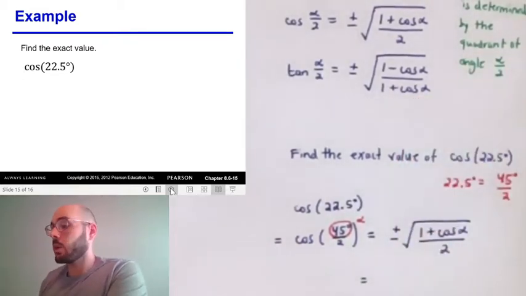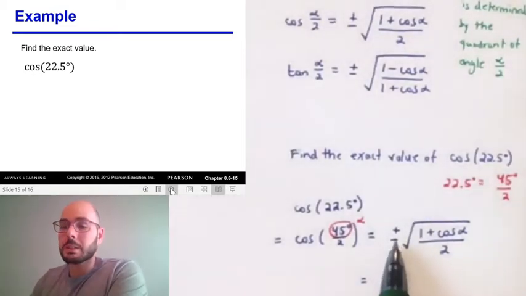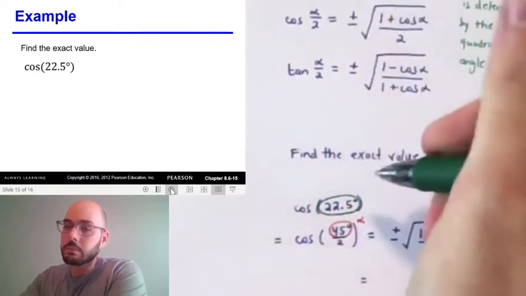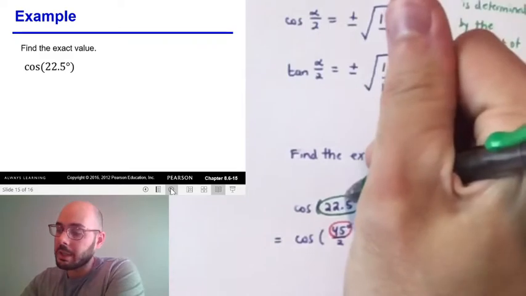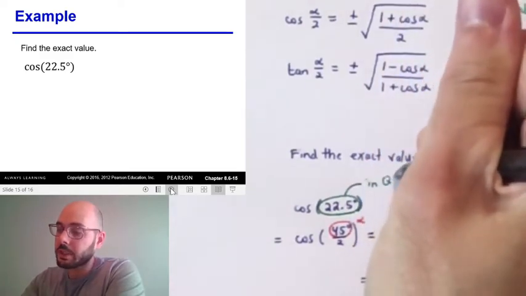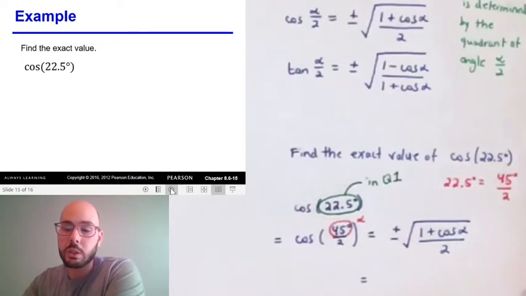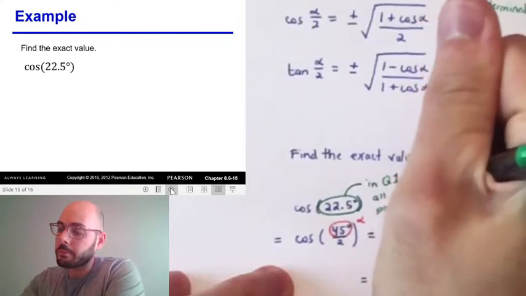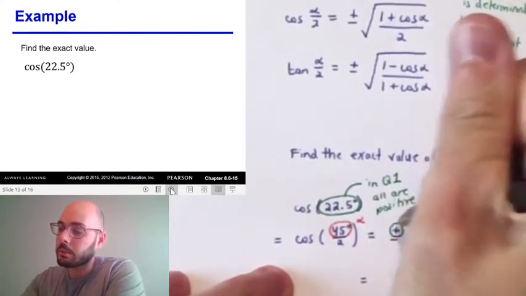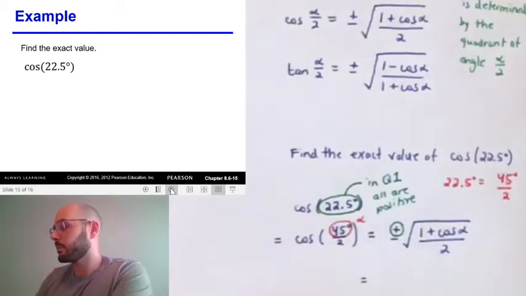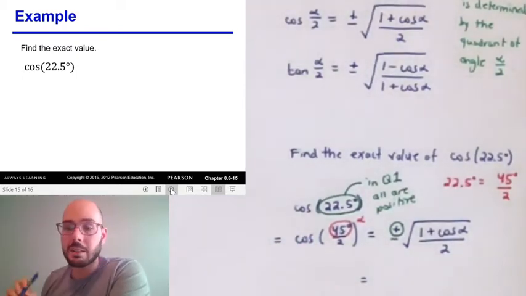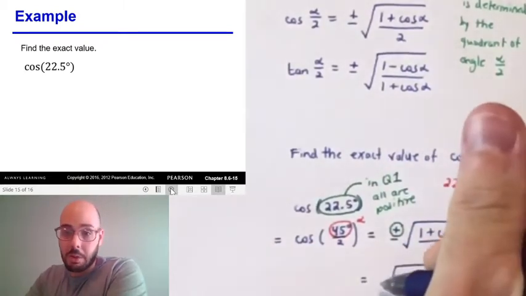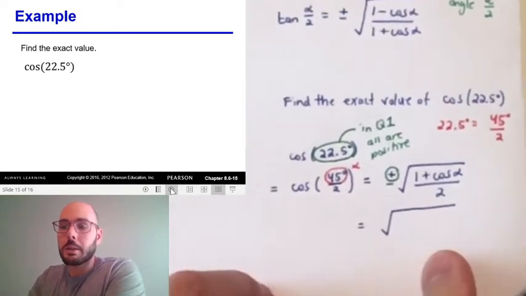So I'm going to decide right now whether or not this answer is going to be positive or negative. We have to look at our angle, our half angle, this angle, 22.5 degrees, see which quadrant that's in. It's a very small angle, so this is going to be in quadrant 1, 22.5 degrees. And we know all things are positive in quadrant 1. So therefore, this is going to be a positive answer. Now that we've decided that, we don't have to write the plus or minus anymore. We know it's going to be a plus. So let's go ahead and make it positive, and then continue filling in this formula.